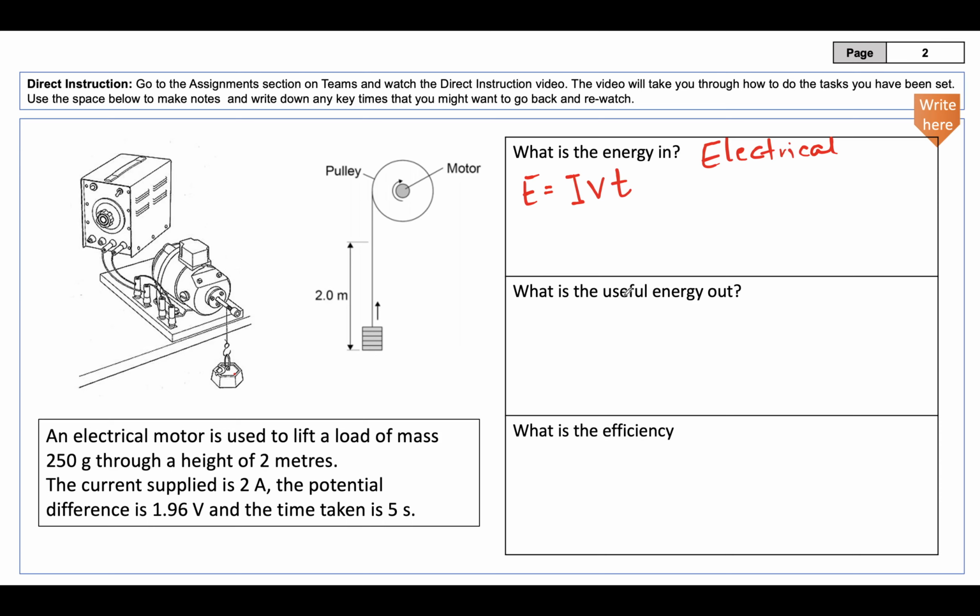The useful energy out, so we're trying to lift it, we're gaining potential, so we'll use the equation EP equals mg delta h times the change in height. Oops, I'm really not in a steady place. Let's put it here. Let's have a quick edit of that, sorry.